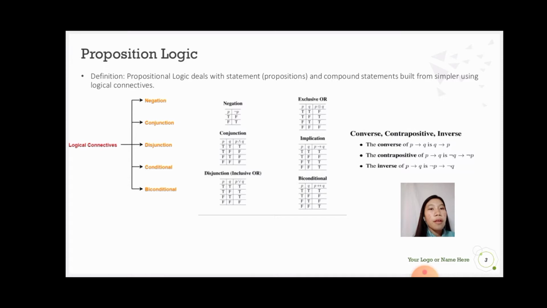And then number 3, conjunction, has the pattern of a V pointing downward, and we call it conjunction. And then disjunction, inclusive OR, its pattern is P with the V pointing upward. So, what we call disjunction. The difference from conjunction is that its V points downward, while the disjunction's V points upward.